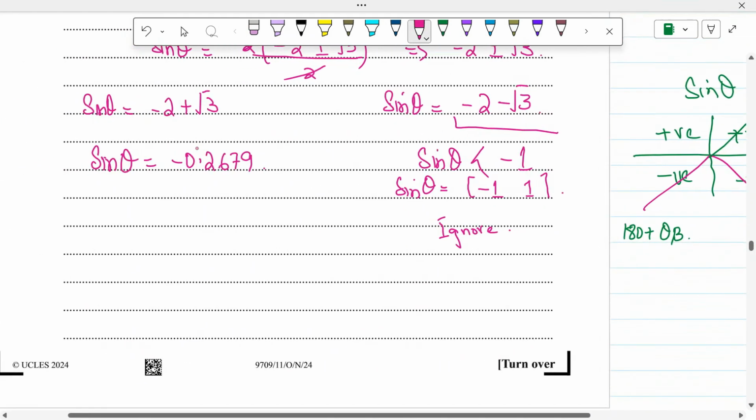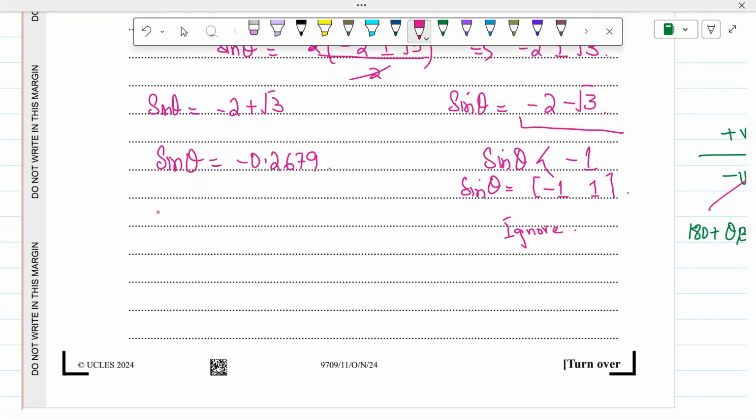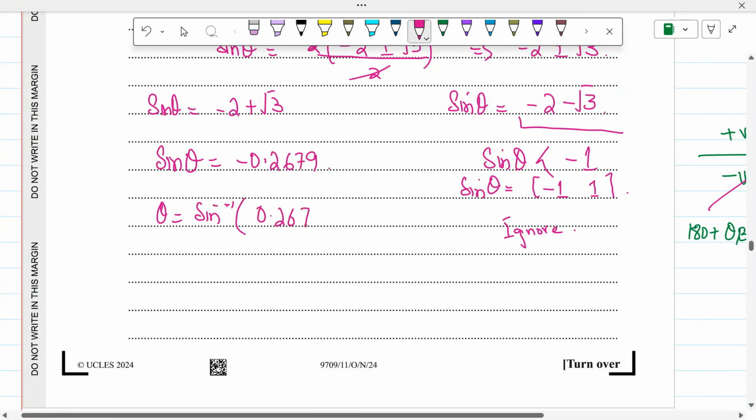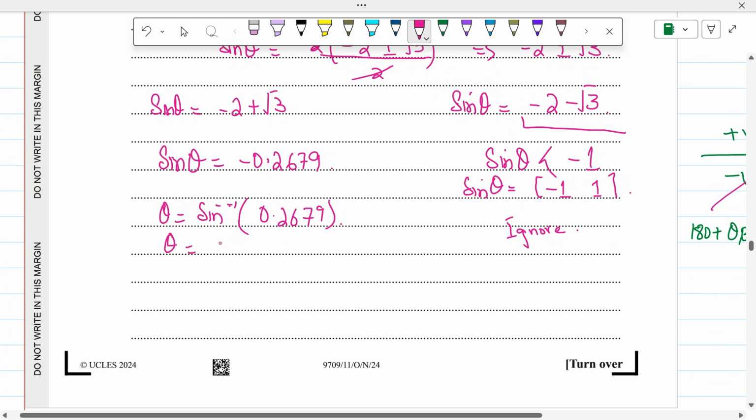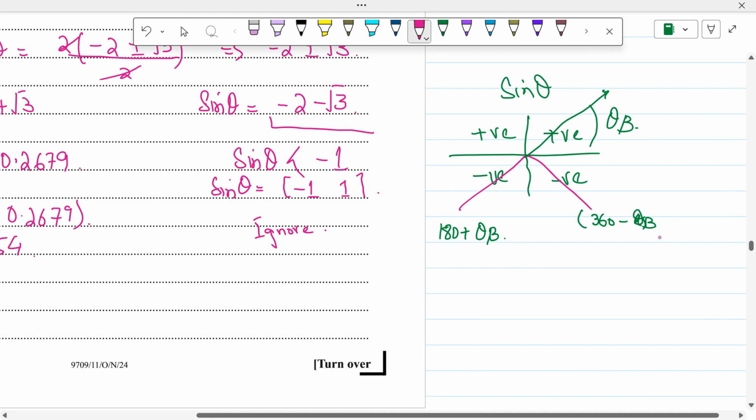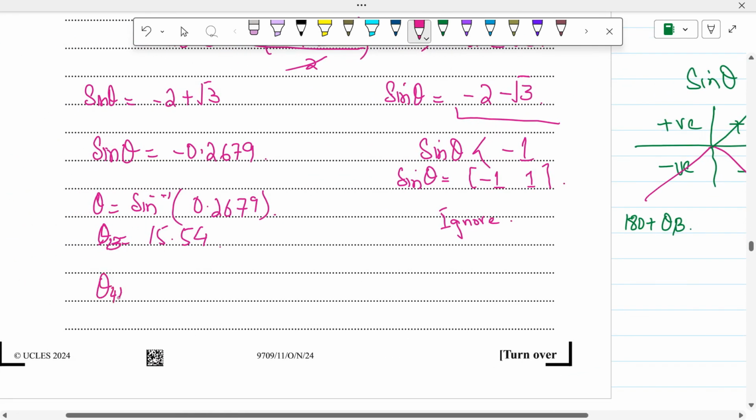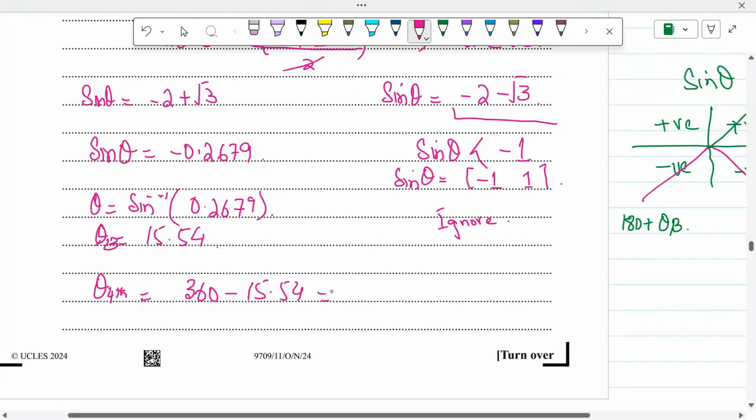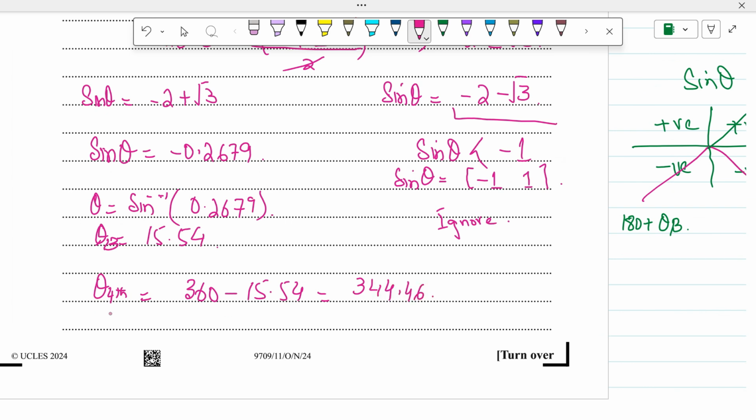In this case, the base angle can be found using the positive value. So theta is equal to sine inverse of positive 0.2679, which gives theta equal to 15.54. This is the base angle because we used the positive value. Now, the angle in the fourth quadrant is equal to 360 minus the base angle, so theta in the fourth quadrant is 360 minus 15.54, which equals 344.46.